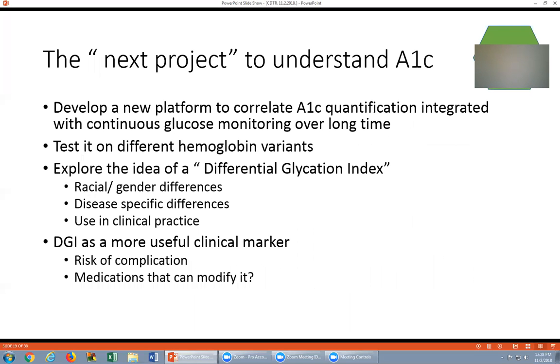So the next project that we hope to gain from once we are finished with this project is we want to develop a new platform where it's not just the A1c, it's not just the blood glucose, but maybe we can look at the person. What's the gender, maybe even the age of the patient, maybe the race or ethnicity of the patient, and then see if we can bring together this idea of the differential glycation index that we can use. And we want to explore all of this and then use it in clinical practice.